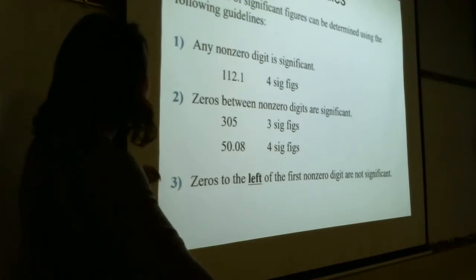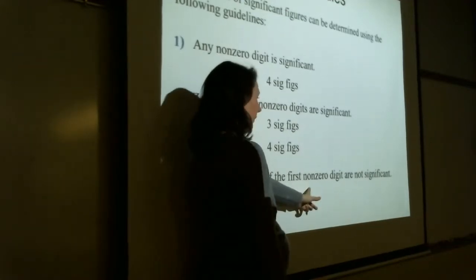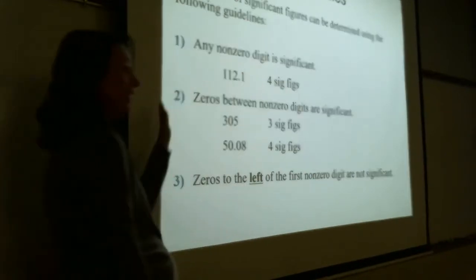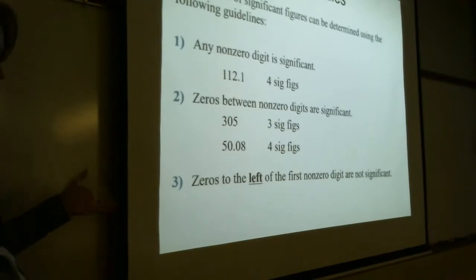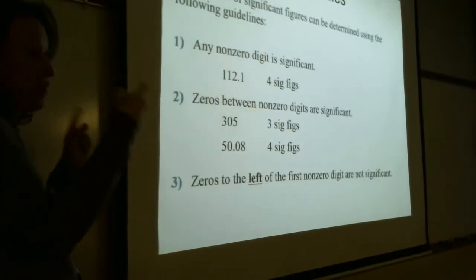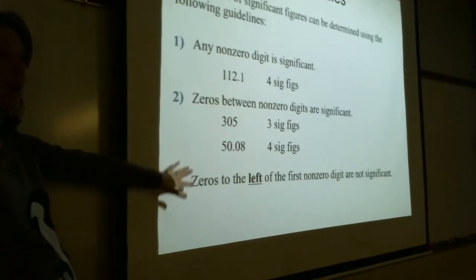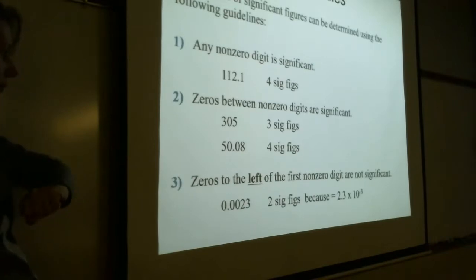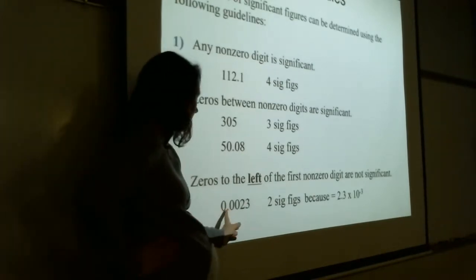So let's talk about zeros to the left of a non-zero digit. Zeros to the left. Okay, what does that mean? This is a number that's less than 1, right? So 0.000005, right? Those are zeros to the left. Any zero to the left is not significant. Okay? Because let's think about this.